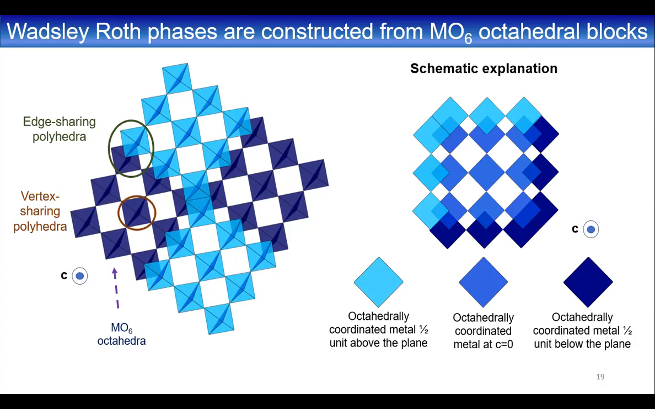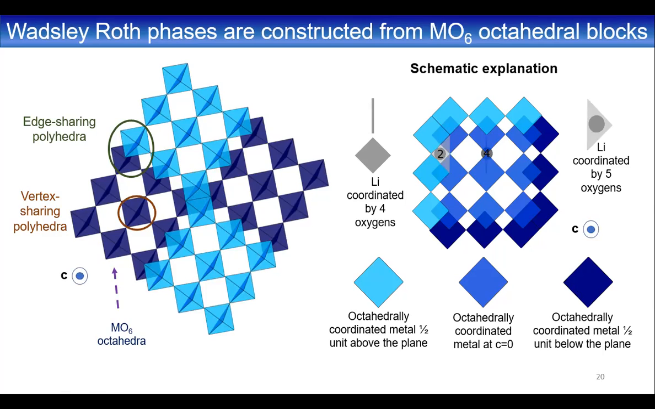Throughout the presentation, I'm going to be using this type of schematic, and these lighter blue octahedra are going to be at the C=0 level. These lighter ones are half units out of the screen, and these are half unit into the screen. It's just so it becomes clearer. And then I have 3 types of different lithium coordinations. So there's window sites as shown by these lines or diamonds, and these pyramidal sites that are shown by these triangles.